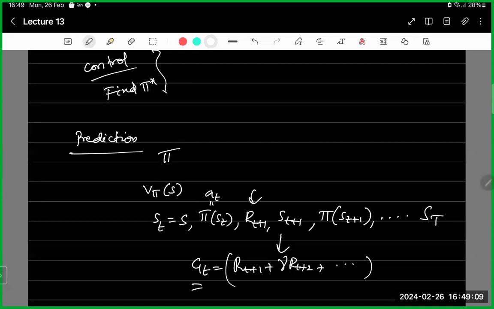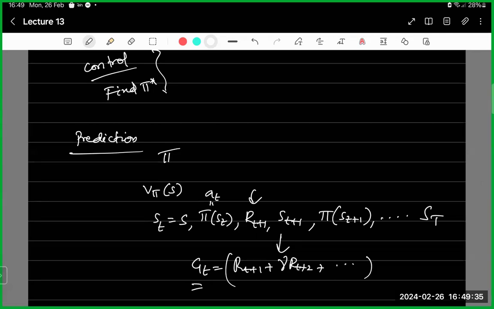So now you got one sample of expected GT, which is nothing but V pi of S, right? Because you started in state S and you got one sample of the return. V pi of S is nothing but expected GT, right? So you just do one episode of interaction, you get one sample for V pi of S. After this, you store this value.